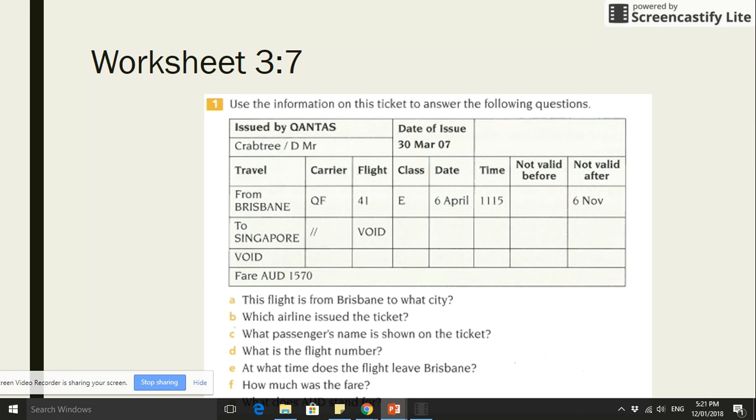Which airline issued the tickets? Okay. What's the passenger's name shown on the ticket? And you write it from Mr. B. Millard, okay? What is the flight number? Remember, it's QF something something, all together as one. At what time does the flight leave Brisbane? How much was the fare? How much did you pay for it? All right, so pause me, finish all those questions, and then we'll go on to the next one.